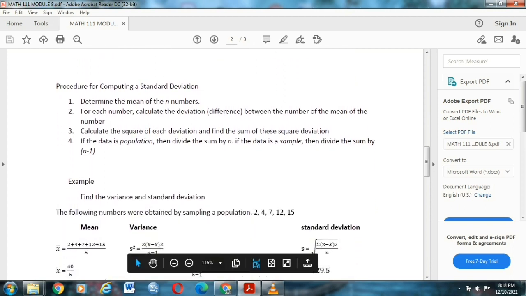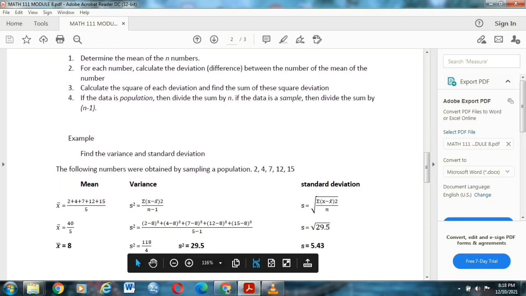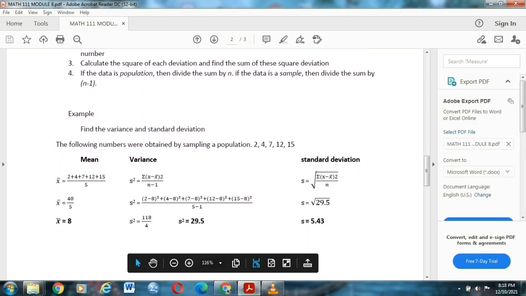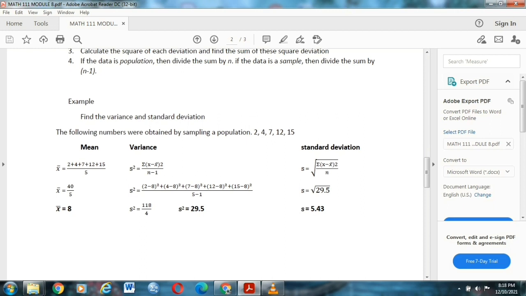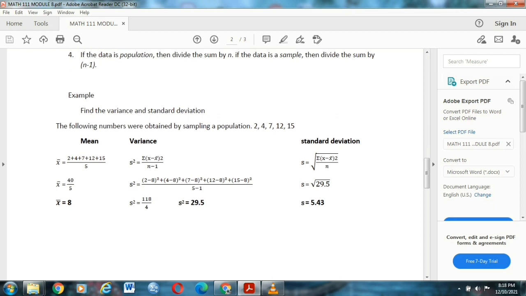So, example, find the variance and standard deviation. So, dito sa the following numbers were obtained by sampling a population and group data. So, meron tayong data na 2, 4, 7, 12, 15. So, ngayon, compute natin yung variance at standard deviation.